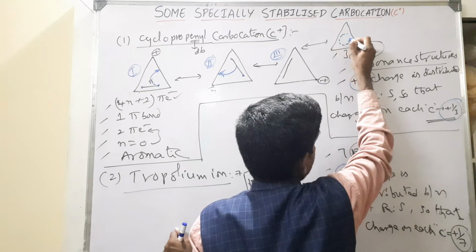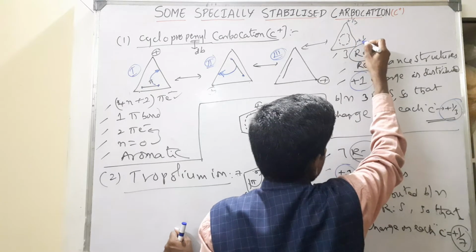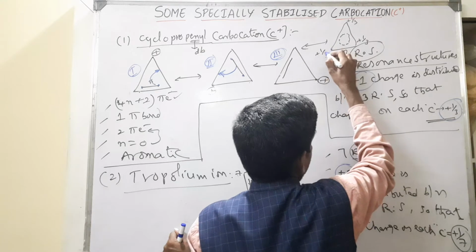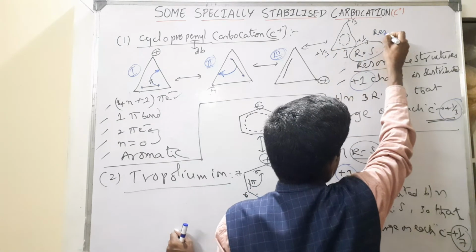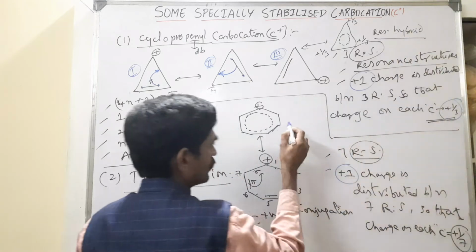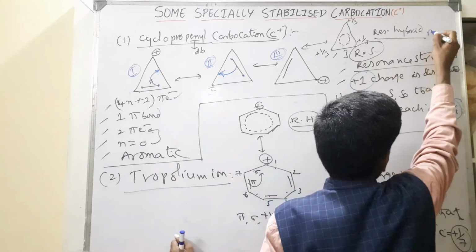The positive charge is there, and here it is plus 1 by 3. This carbon also gets plus 1 by 3. This carbon also gets plus 1 by 3. Okay, this is a resonance hybrid. Got it? Here also this is a resonance hybrid. Okay, resonance hybrid, RH.